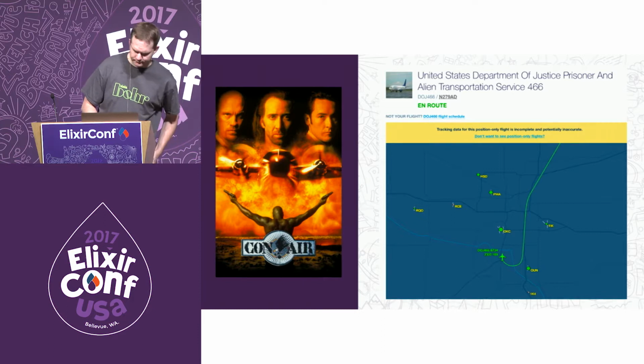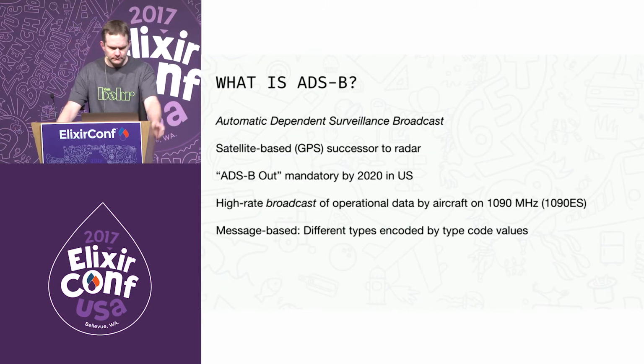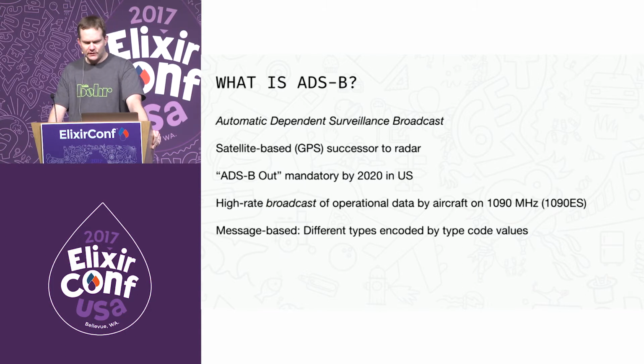All right. So what is ADSB? Again, it stands for Automatic Dependent Surveillance Broadcast. It's basically the GPS-based successor to the secondary radar surveillance system, part of the NextGen FAA program. This is something they're making mandatory, the ADS-B Out part of it, in 2020. The ADS-B In part, which is basically what I'm doing by receiving ADS-B, is the other part of it.